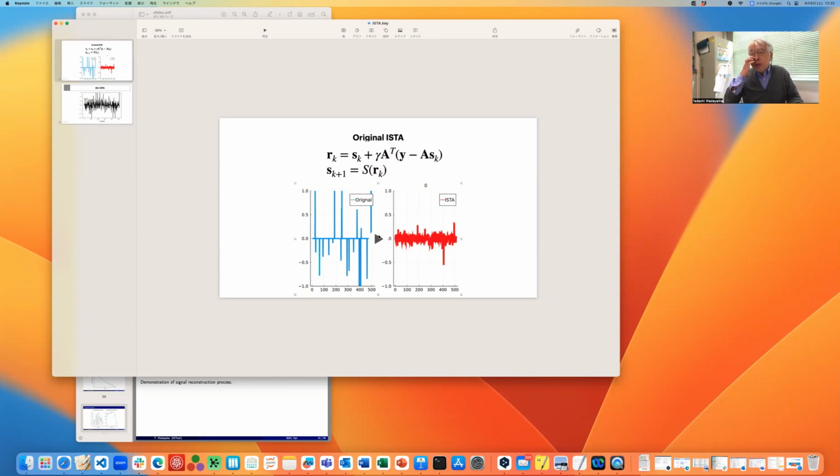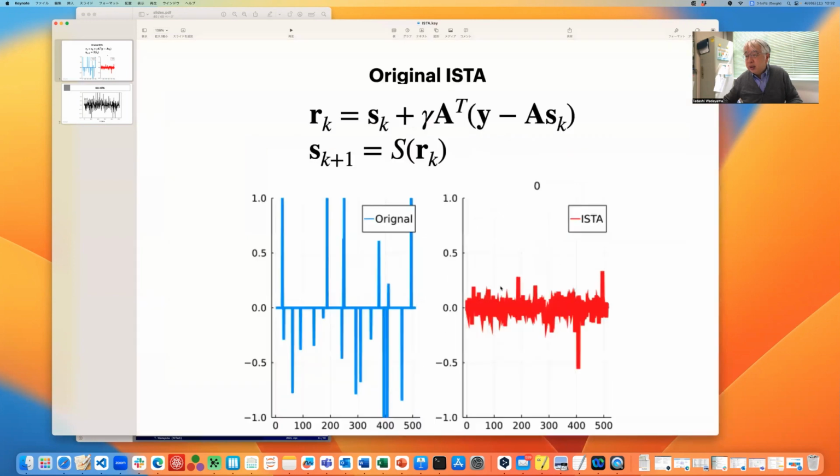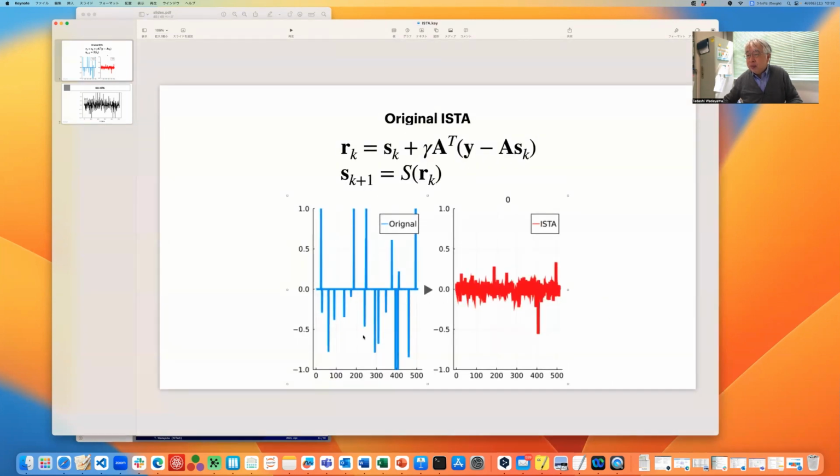This is the original ISTA case. You can see there are two figures. The left-hand side figure indicates the original sparse signal.